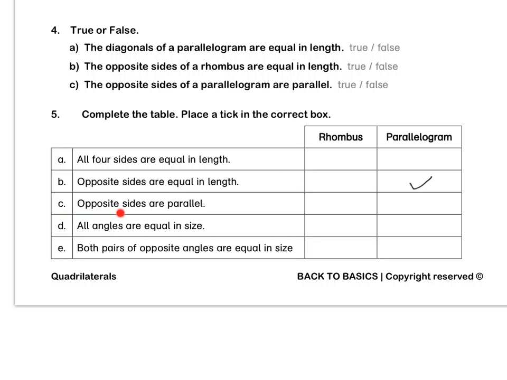C. Opposite sides are parallel. That is true. D. All angles are equal in size. That is not true. And E. Both pairs of opposite angles are equal in size. That is true. Pause this video to complete question 5.